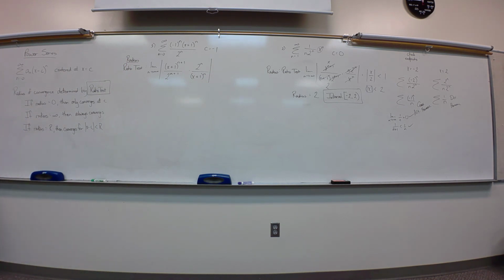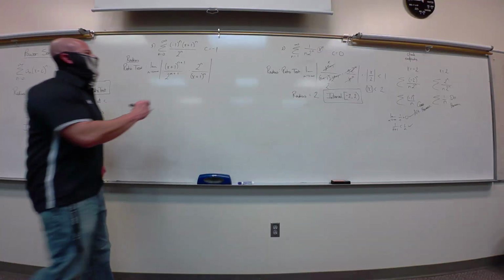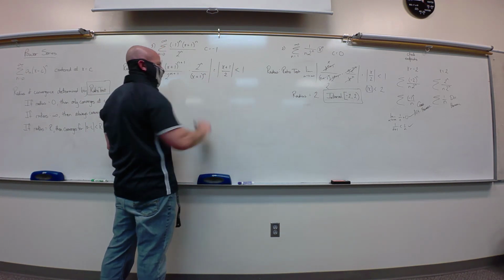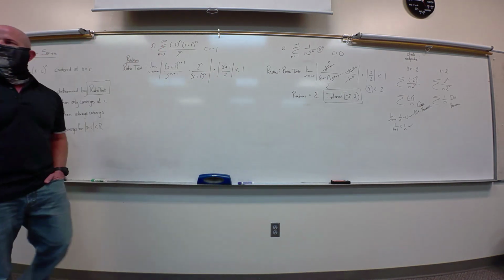I've got my n plus 1 term over the nth term. Invert, multiply, it's set up. Now I'm looking for what's going to cancel and what's left. So you should see a 2 that's going to be left on the bottom and an x plus 1 that's left on the top. Does that sound good to everyone? And so this would be the absolute value of x plus 1 over 2. And when does it converge? Always when it's less than 1.